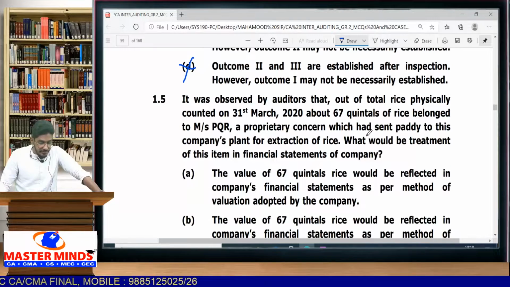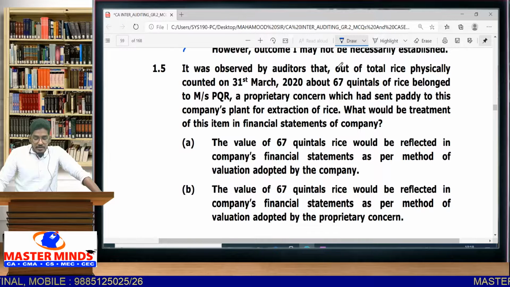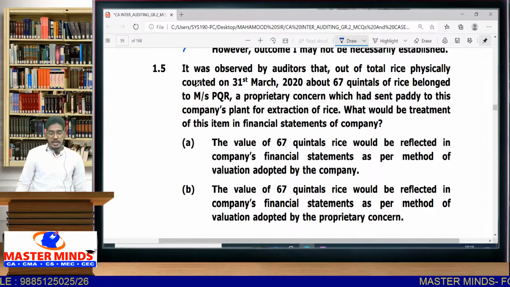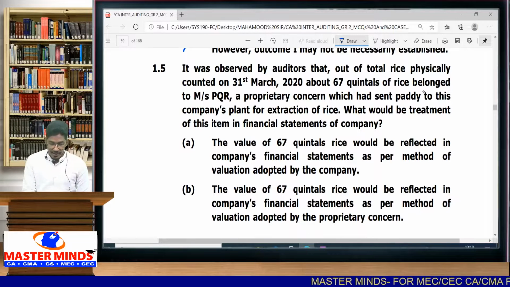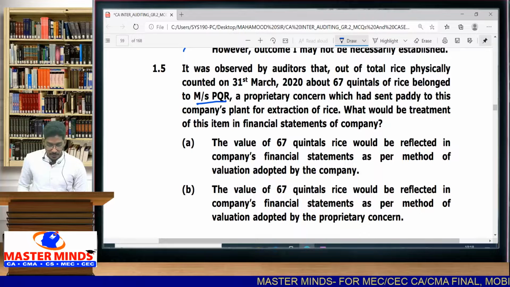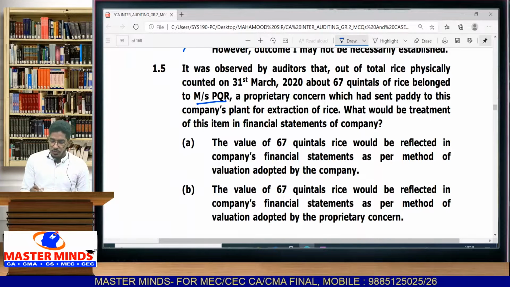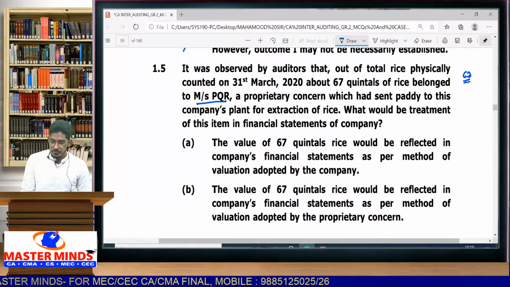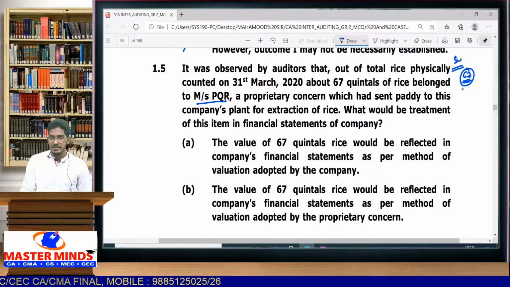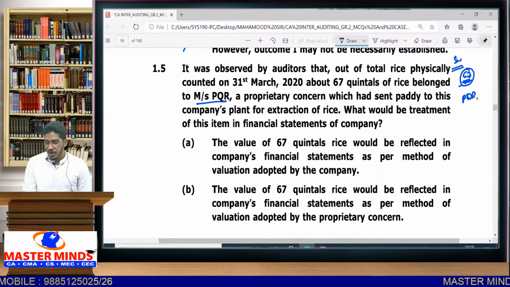Then 1.5. It was observed by auditors that out of the total rice physically counted on 31st of March 2020, about 67 quintals of rice belong to Mrs. PQR, a proprietary concern who has sent paddy to this company's plant for extraction of rice. So what they are telling is, out of the total closing stock you are having, some 67 quintals of rice doesn't belong to you, our company Sweet Aroma Private Limited. That belongs to some other proprietary concern, PQR and Co.